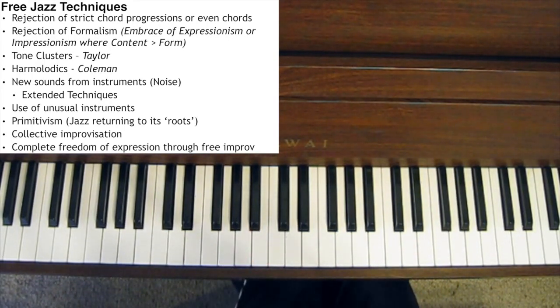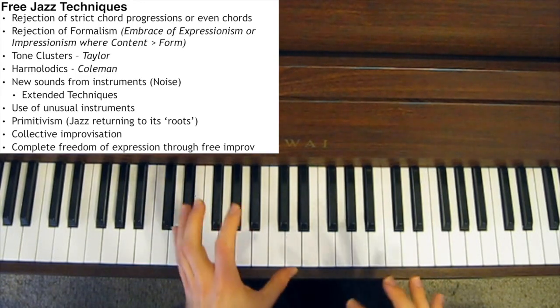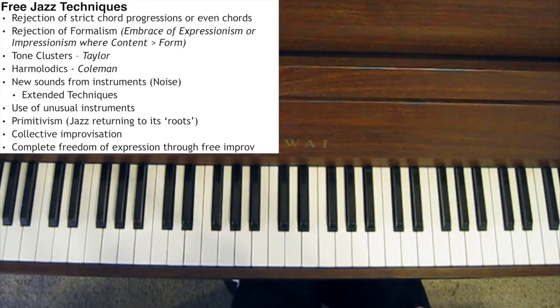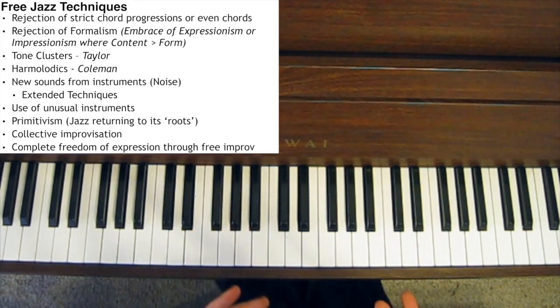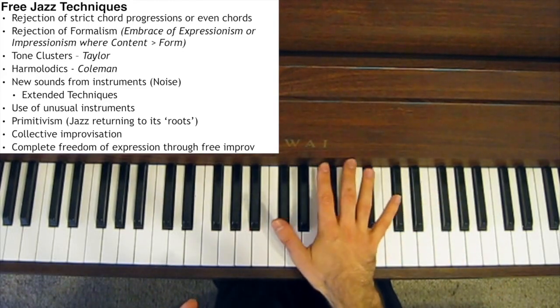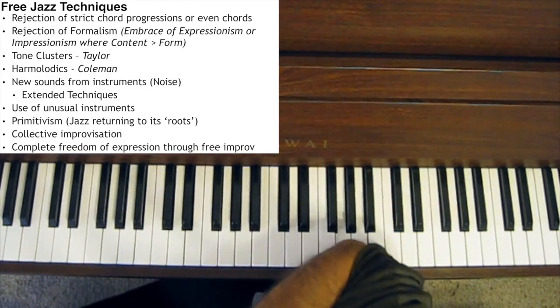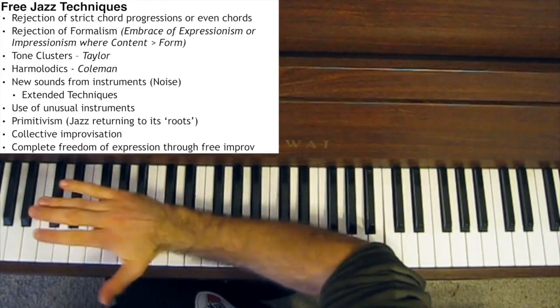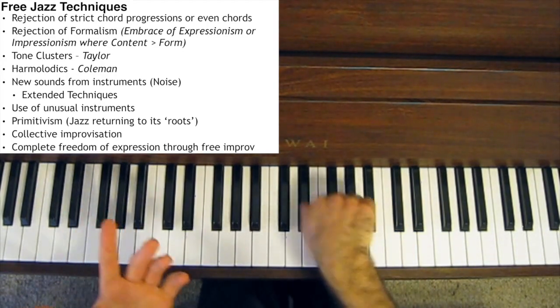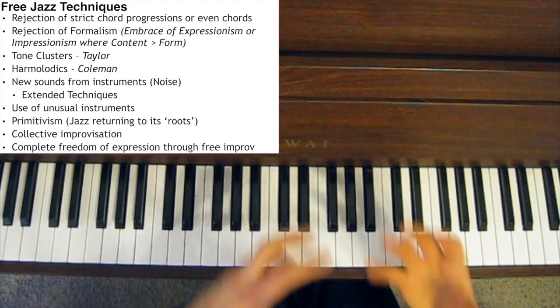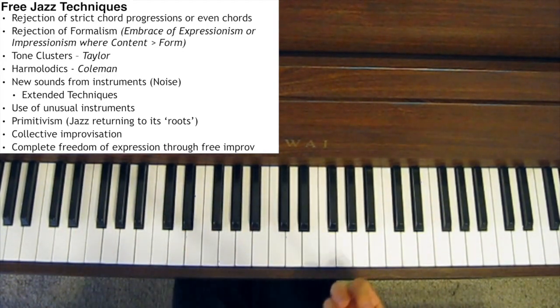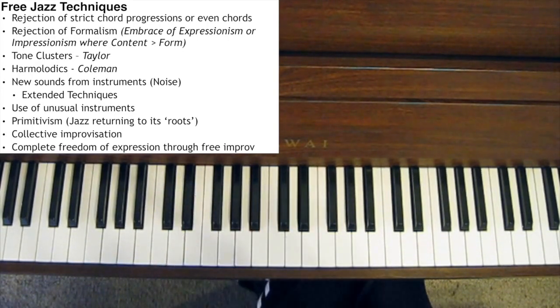Free jazz musicians would also often use extended techniques, that is, unusual techniques for a particular instrument. So on the piano, for example, you could do open palm smashes, or elbow attacks, or forearm rolls, or knuckle rolls, right? All to create different sounds and different tone clusters. The free jazz musicians also sometimes used unusual instruments.